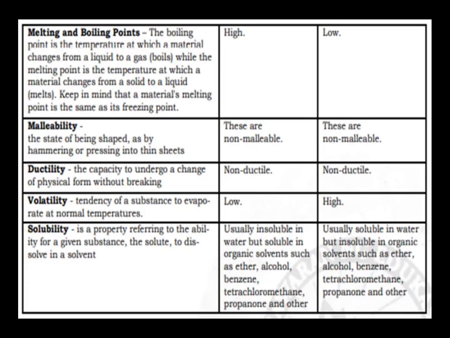And then the last one is solubility. In terms of solubility, solubility is a property referring to the ability of a given substance, the solute, to dissolve in a solvent. In ionic bonding, it is usually insoluble in water but soluble in organic solvents such as ether, alcohol, benzene, tetrachloromethane, propanone, and others. While in covalent bonding, it is usually soluble in water but insoluble in organic solvents such as ether, alcohol, benzene, tetrachloromethane, propanone, and others.